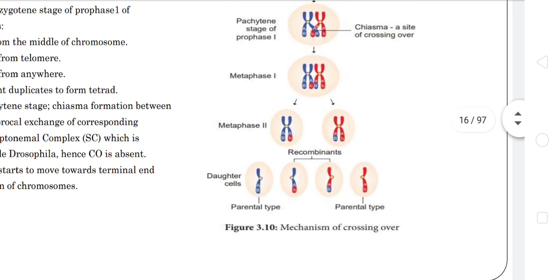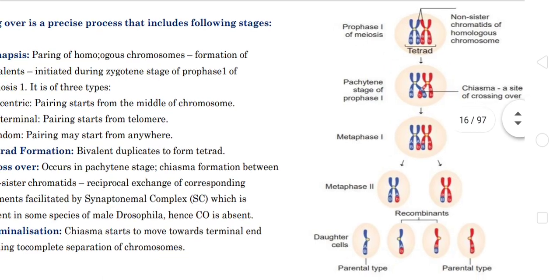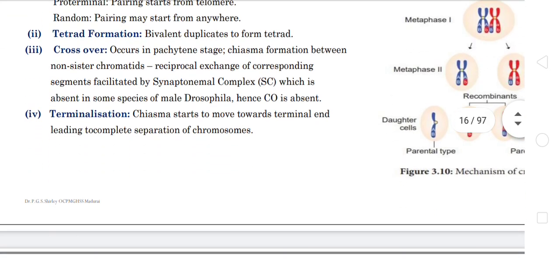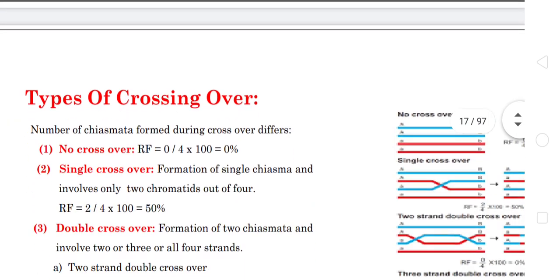Again, I am recalling the crossing over structure. It is divided into 4 phases. They are synapsis, tetrad formation, crossing over and terminalization. And next we move on to the types of crossing over.